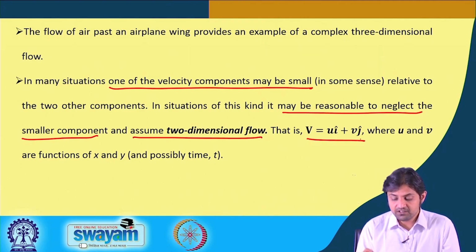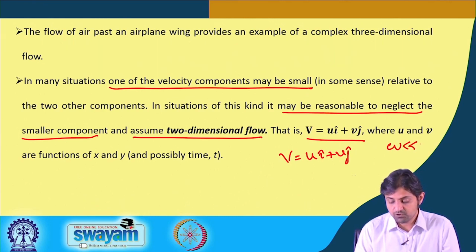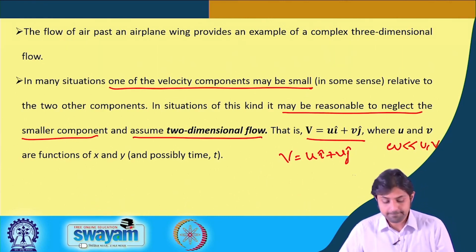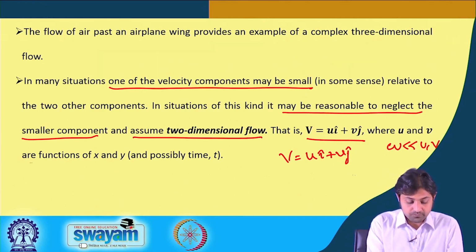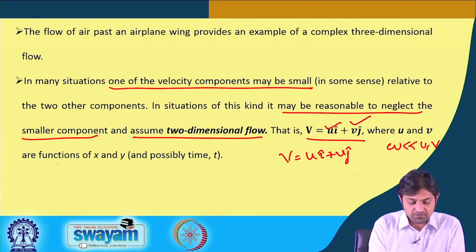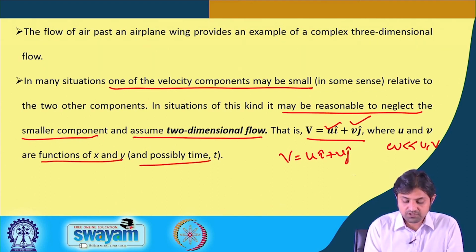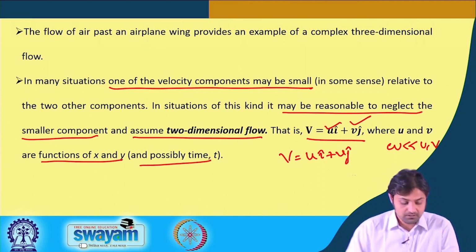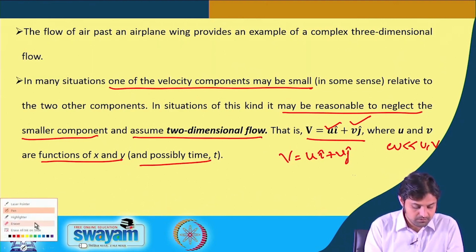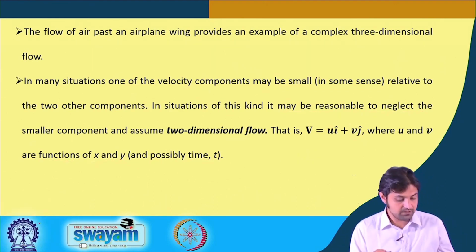In this case, we have written V is equal to u i cap plus v j cap, and we have neglected the w component because w is very, very small compared to u and v. Here u and v are both functions of x, y, and of course it could be a function of time as well.